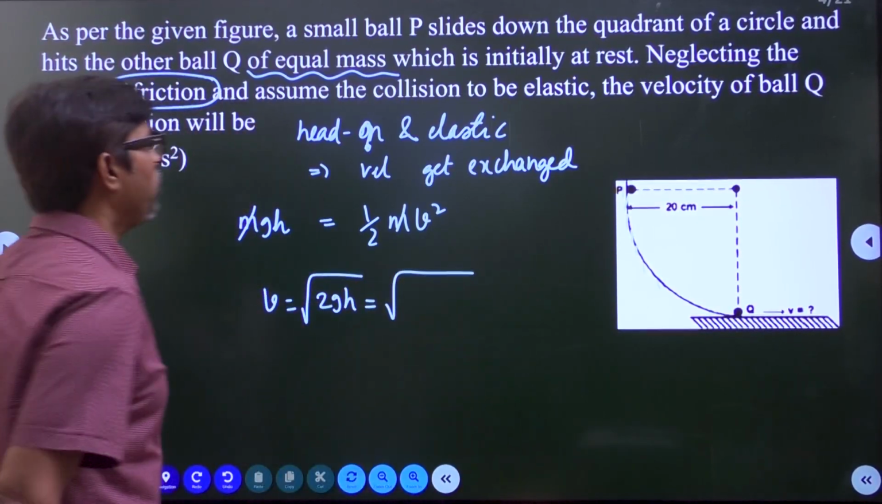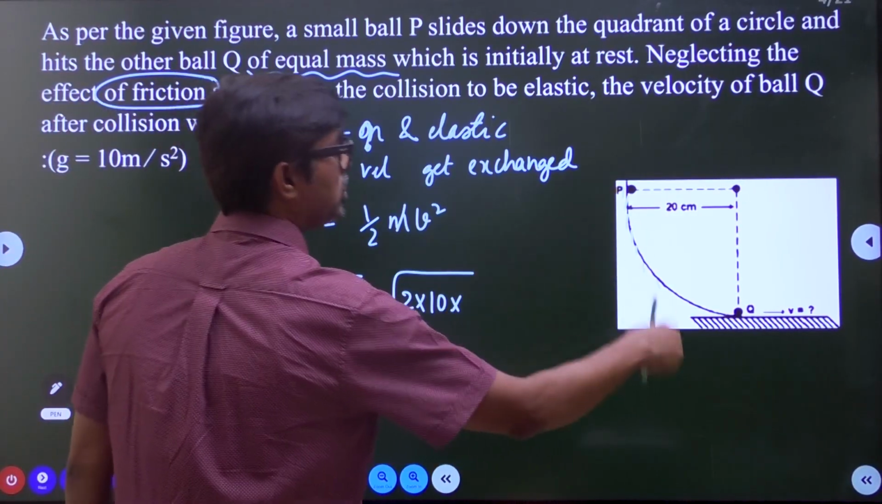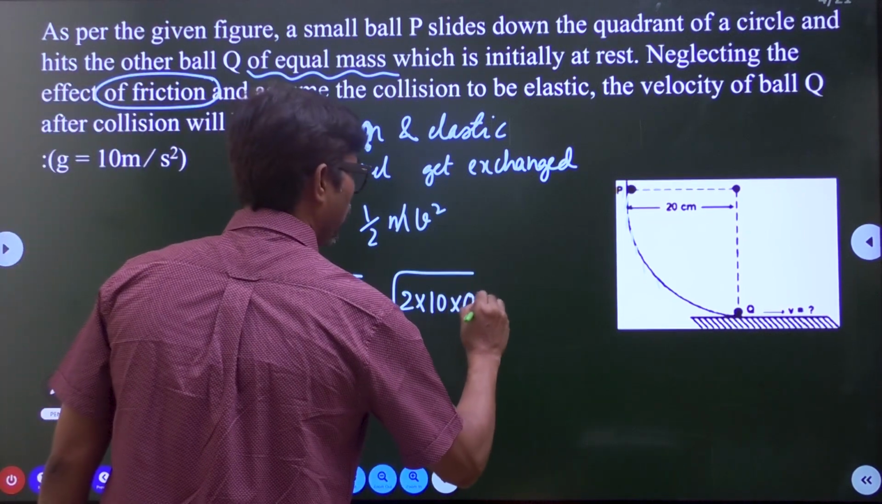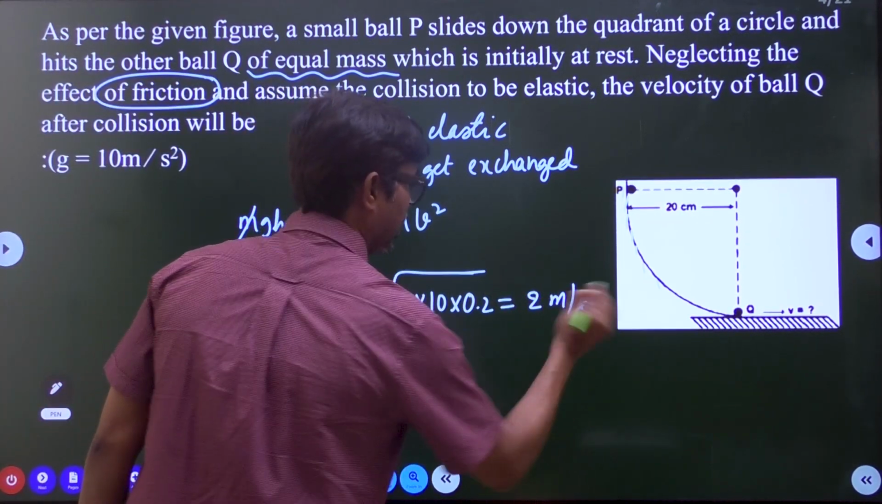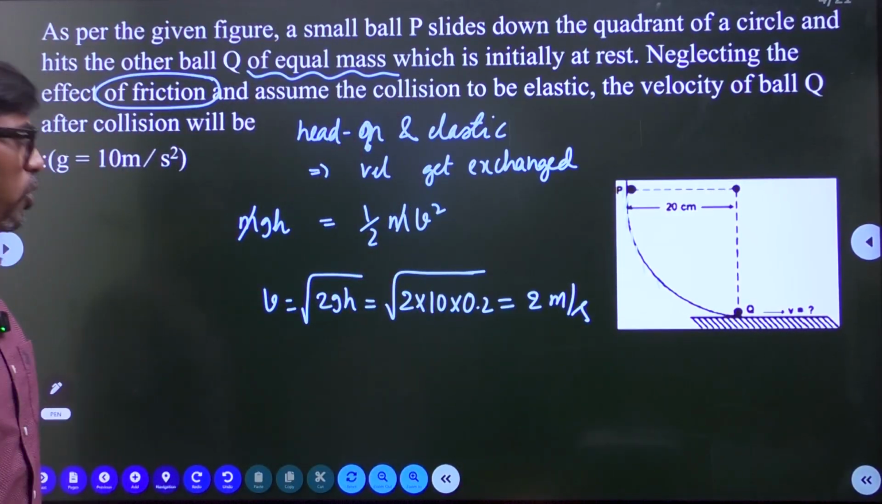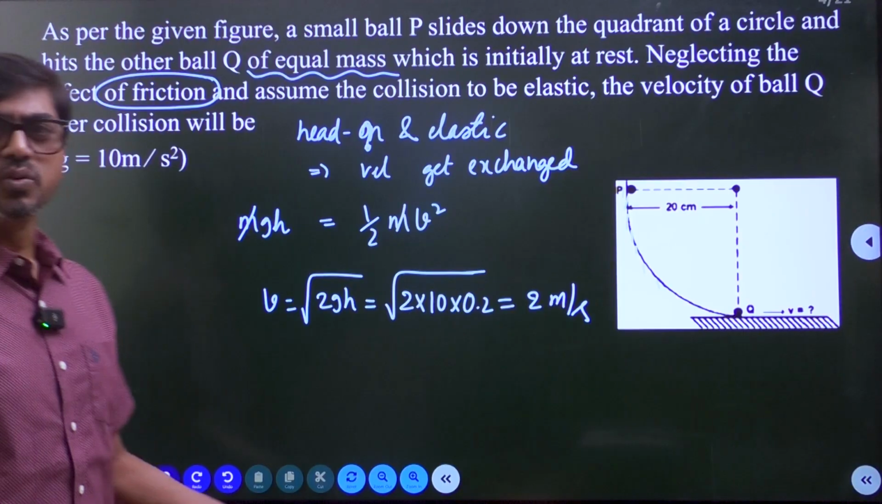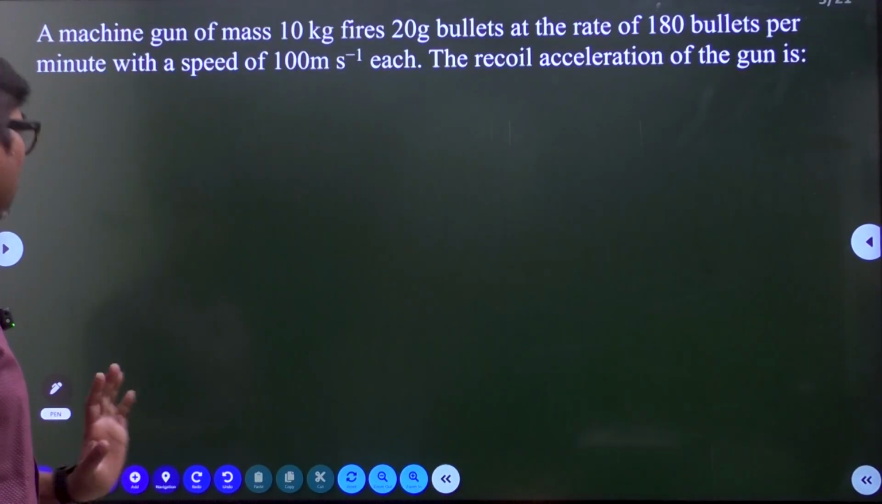You can substitute the values now. 2 into g, I'll take 10. And h is basically the radius, which is 20 centimeter, meaning 0.2 meter. You would get 2 meter per second. So very simple problem, right? Conservation of energy, even though there is a collision, because the collision is elastic. All right, let's go on further.